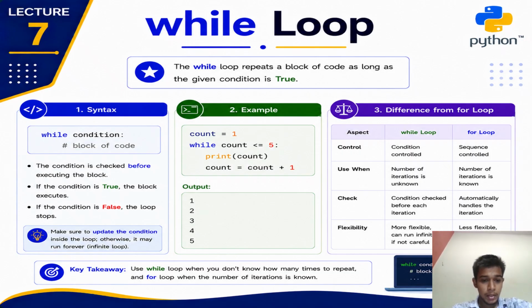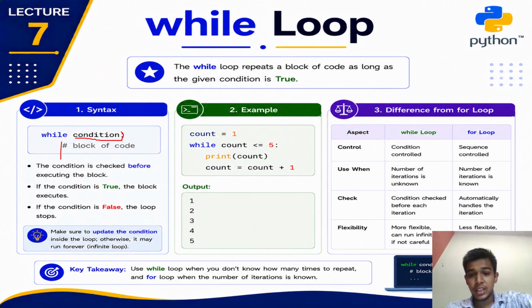While condition, and then you will write here the block of code. Here Python first checks the condition. If the condition is true, it executes the block of code. If the condition is false, Python moves on and gives the output. One very important thing to remember is that we must update the condition inside the loop. Otherwise, the loop may never stop. This is called an infinite loop, which is usually a programming mistake.